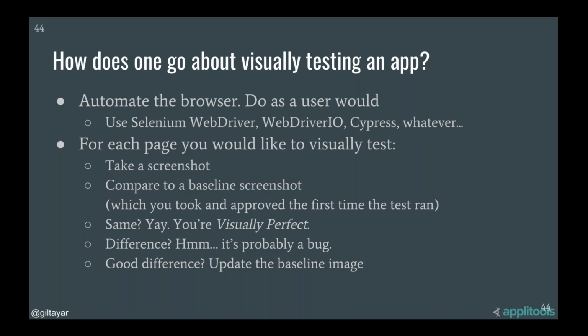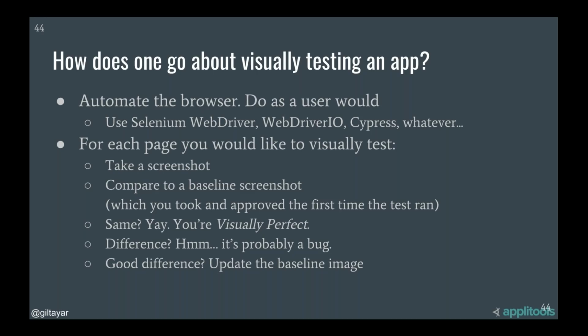And the answer is similar to all visual tests. First of all, we automate the browser, just like a functional end-to-end test. Do as a user would. Use Selenium WebDriver, WebDriver IO, Cypress, Puppeteer, lots of automation tools. For each page we would like to visually test, we click using the automation to get to that page, take a screenshot of that page, and compare it to a baseline screenshot, which you took and approved the first time the test ran, so you already have a baseline.